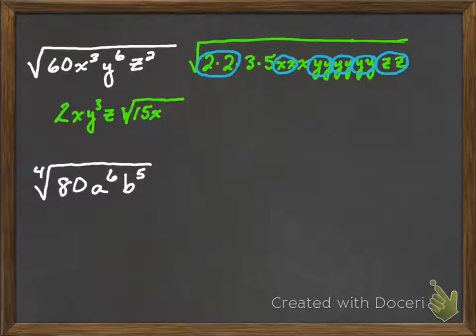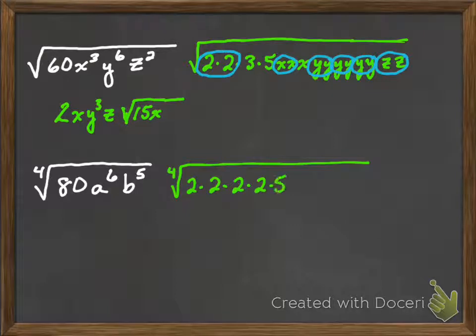All right, let's work through this last one here kind of quickly. This will be 4th root. 80 is 2 times 40, which is 2 times 20, which is 2 times 10, which is 2 times 5.